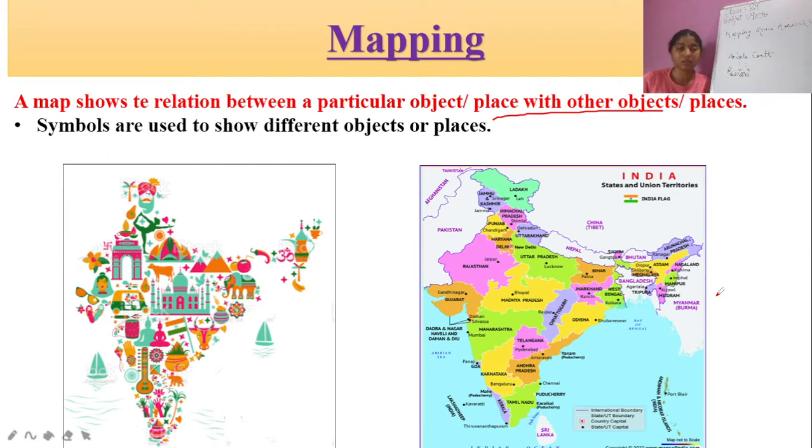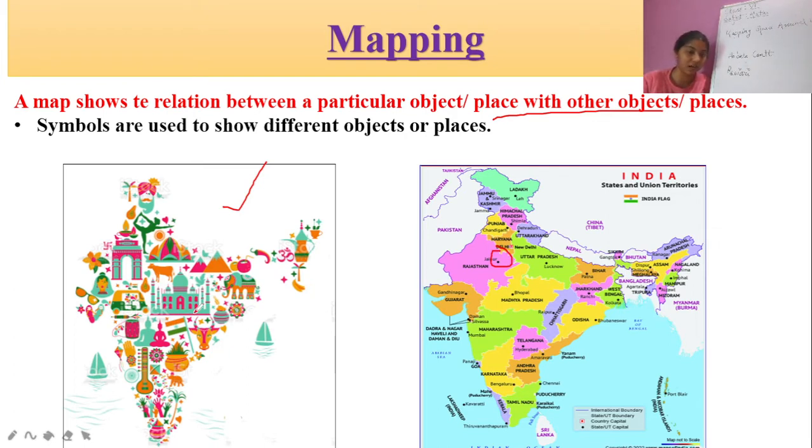Okay, so basically we have some symbols used for different objects and places. Students, here you can see for the states we have different colors, right? As well as dots. You can see we have dots for the capitals of every state, and on the left-hand side we have different traditions for the different states. That's why it is representing this.